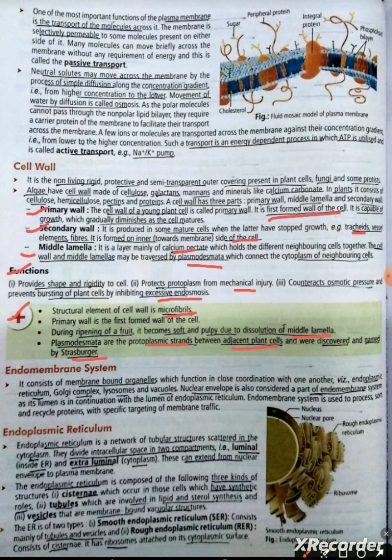The ER is of two types: smooth endoplasmic reticulum (SER) consists mainly of tubules and vesicles. Rough endoplasmic reticulum (RER) consists of cisternae. It has ribosomes attached on its cytoplasmic surface.